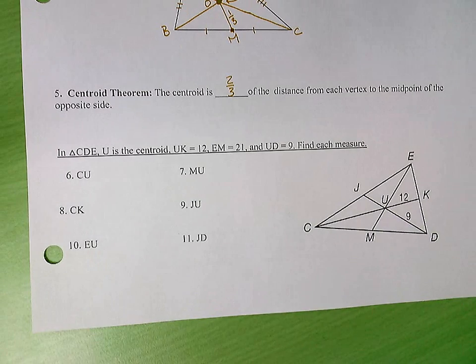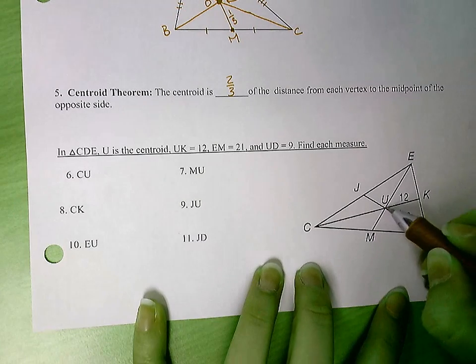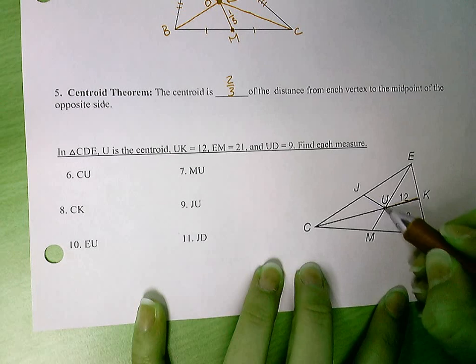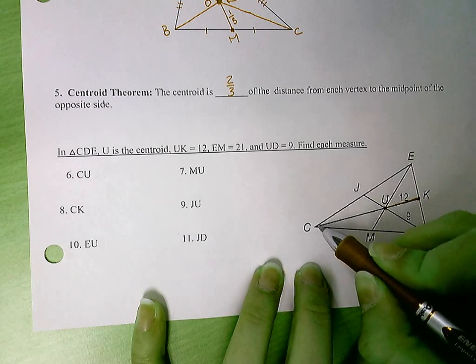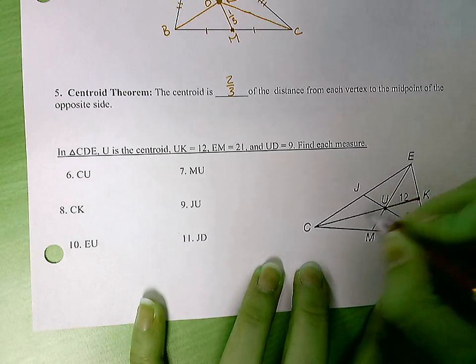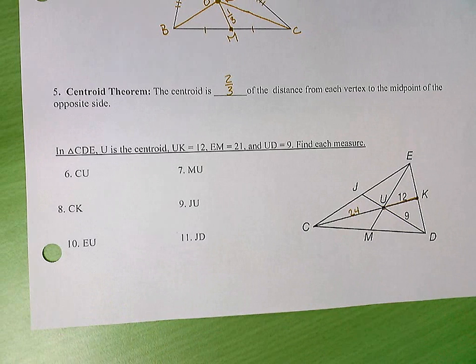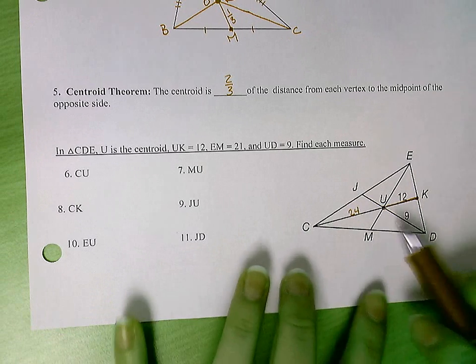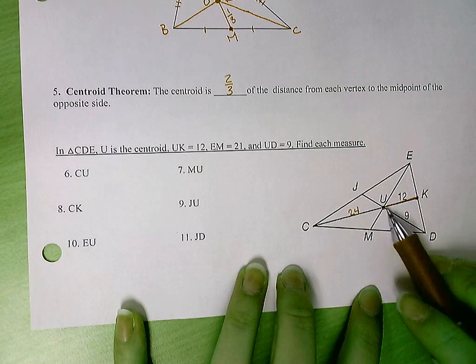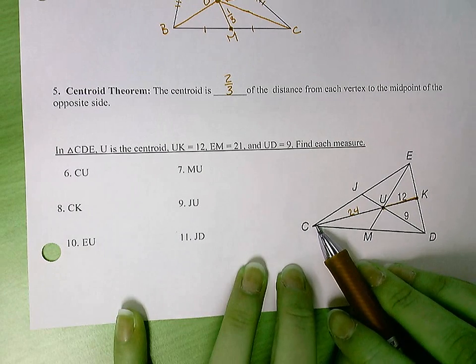Before I even answer these 6 questions, what I like to do is just label all of the pieces right away. If I know that UK is 12, and that's from the centroid to a side, how do I find CU? Times 2. So that would have to be 24. Whenever you're given from the centroid to the side, you need to multiply it by 2 to get from the centroid to the angle. Okay?